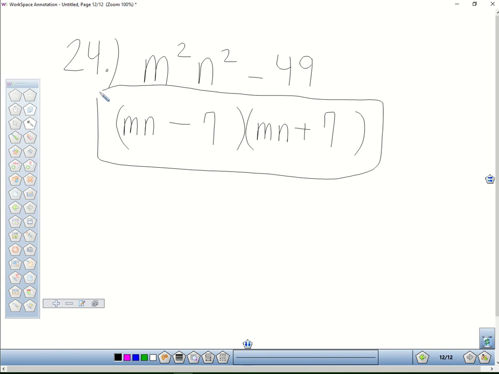And like I said, with factoring, you can always check your work by foiling or distributing your answer back out to ensure that you have the right answer.